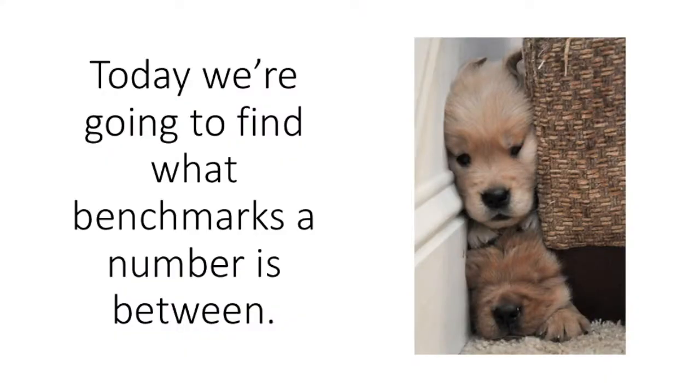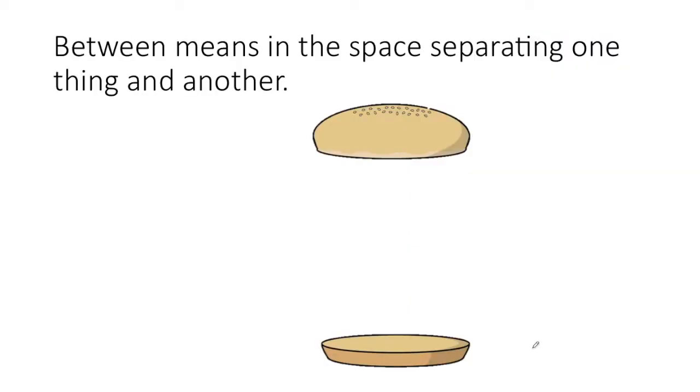Today we're going to find what tens the number is between. Kind of like this doggy is squished between the wall and the couch. Oh my goodness, and so is her friend. They're adorable. Between means being in the space, separating one thing and another.